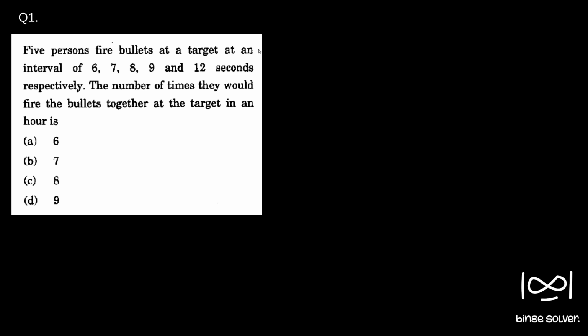So in such questions, 5 people are firing their bullets at a constant interval. To find the common time at which they fire the bullets together, we just have to take the LCM of the given numbers. So the LCM of 6, 7, 8, 9, 12 will give the common interval at which all the people will be firing their bullets.